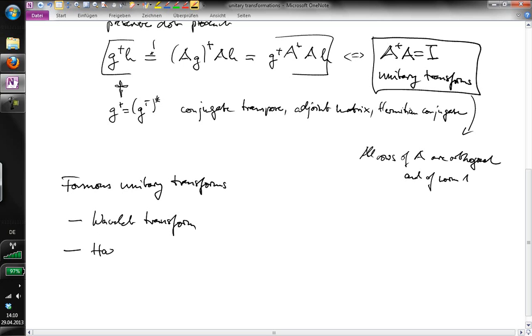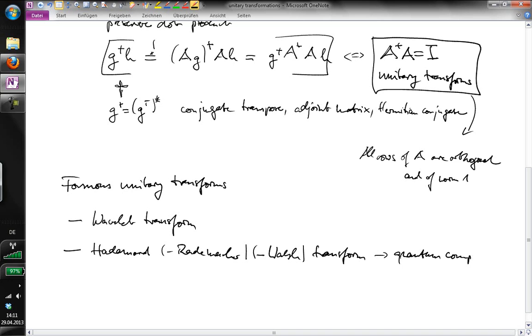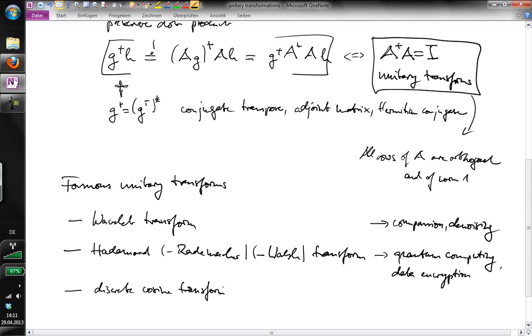Then the Hadamard, which is known by various names. Rademacher. Or if you like long names, it is also the Hadamard-Rademacher-Walsh transform. Found independently by all of these people. And that has uses, for example, in quantum computing and in data encryption. But also in compression, which is also a main application field of wavelets, compression and denoising of signals. Then there is the discrete cosine transform, which is famously used for JPEG compression. So its main use is compression.